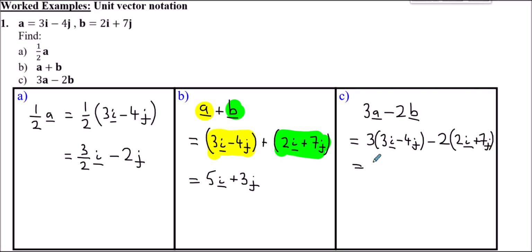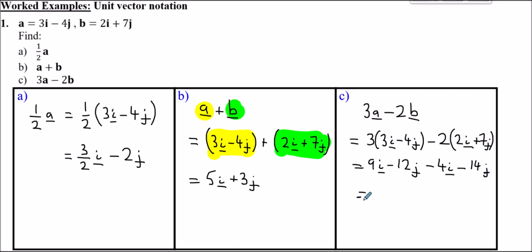So 3 times 3i is 9i. 3 times minus 4j gives us minus 12j. Then minus 2 times 2i is minus 4i. Minus 2 multiplied by 7j is minus 14j.